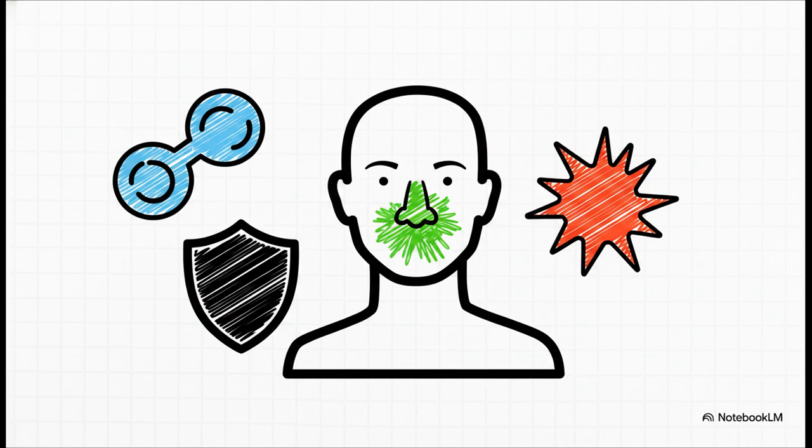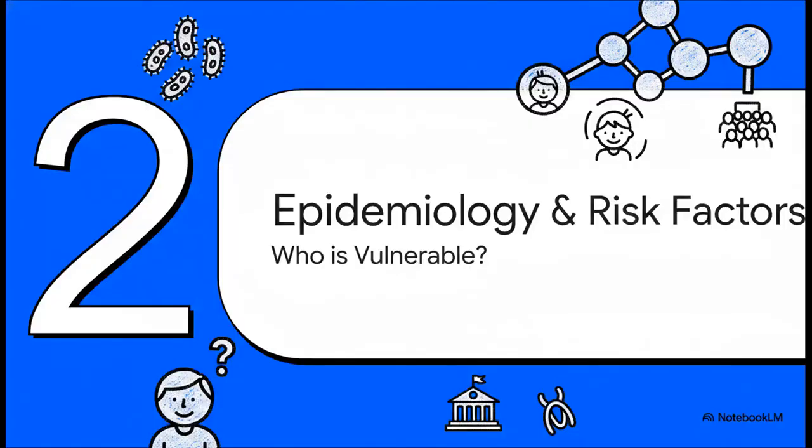But you know what's really wild? The kicker here is that asymptomatic nasopharyngeal carriage is actually the most common form of this bacteria. Up to 25% of young adults are just walking around with it in their nose and throat without any symptoms whatsoever. Section 2. Epidemiology and risk factors.